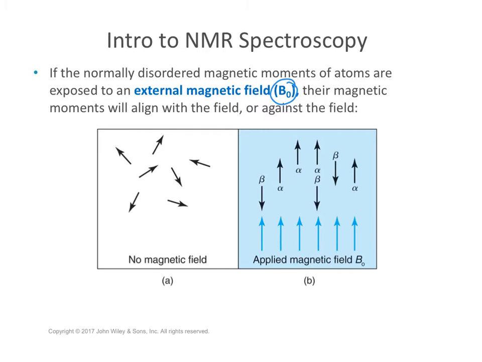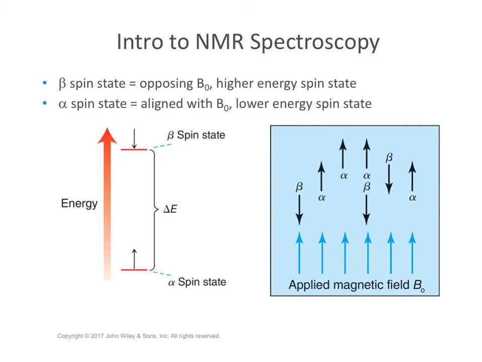the magnetic field. Nuclei whose spin opposes the external magnetic field are in what's called the beta spin state, which is the higher energy spin state. Those that are aligned with the magnetic field are in a lower energy spin state called the alpha spin state. So see here with the direction of the arrow that those in the alpha are pointing in the same direction as the applied magnetic field, where those called beta are pointing in the opposite direction of the applied magnetic field.